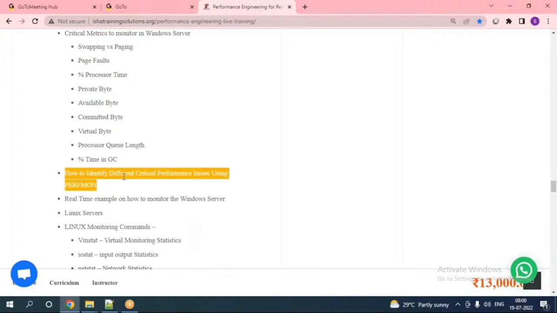There is an option called data collector set. In that data collector set, you are going to add it and then you are going to do the analysis. That also we are going to focus on.